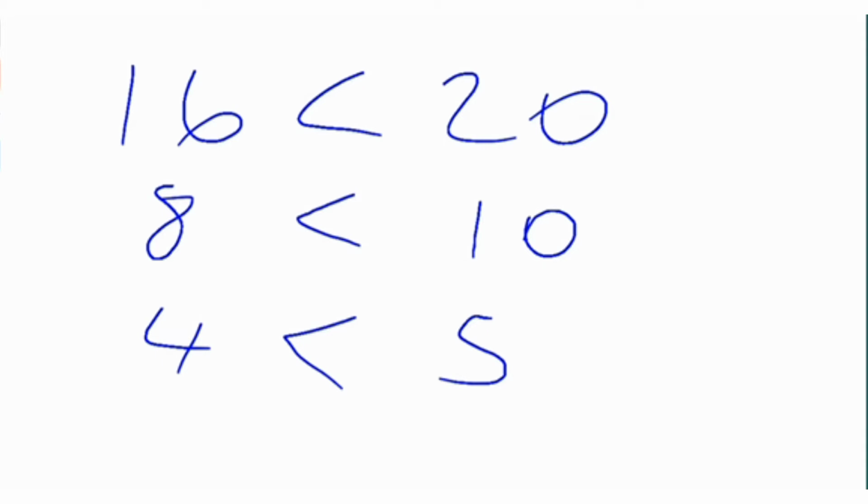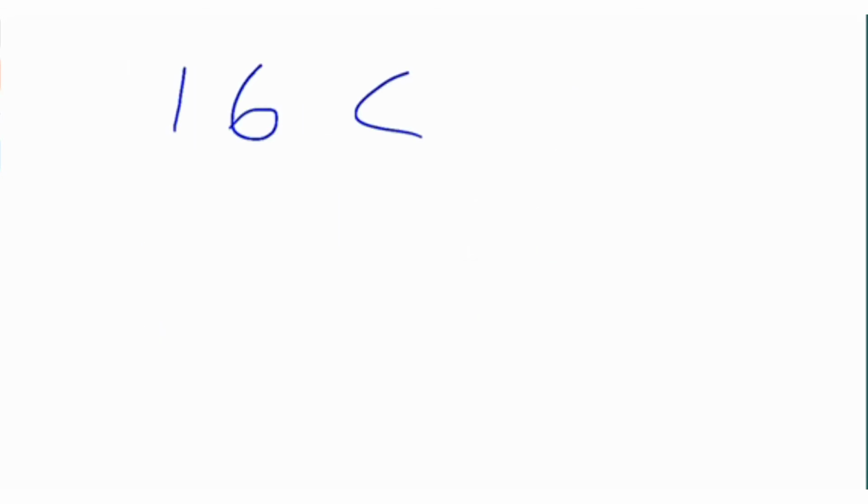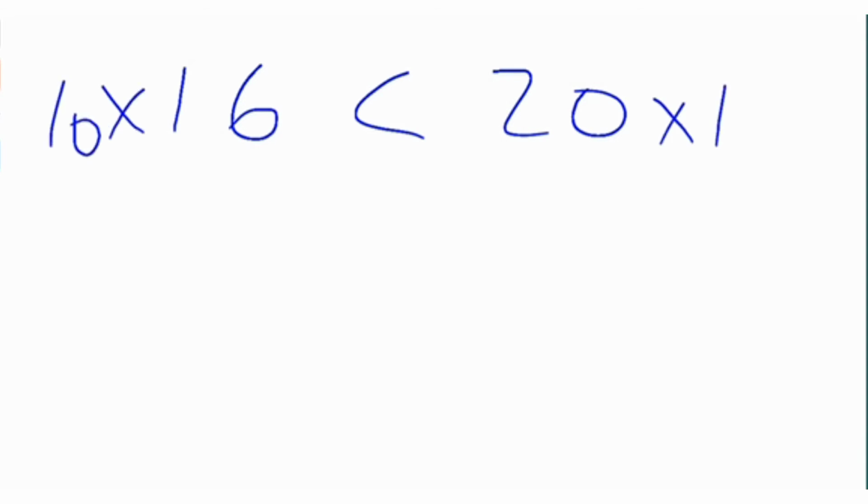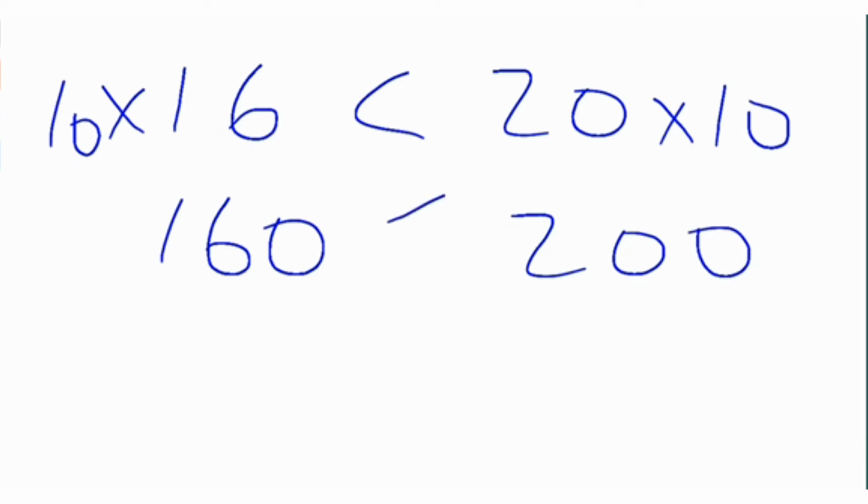Let's test the multiplication sign. 16 is less than 20. Let's multiply both sides by +10. 10 times 16, that is 160. 20 times 10, that is 200. 160 is less than 200. That one says true. So our left-hand side is less than our right-hand side, just like in the original inequality. So multiplying both sides of an inequality by a positive number does not have a problem.